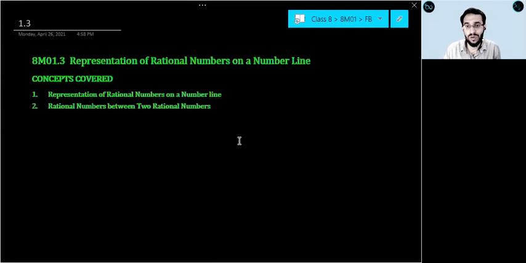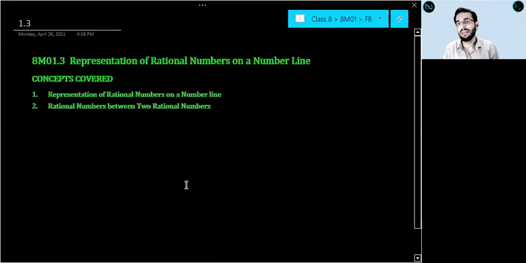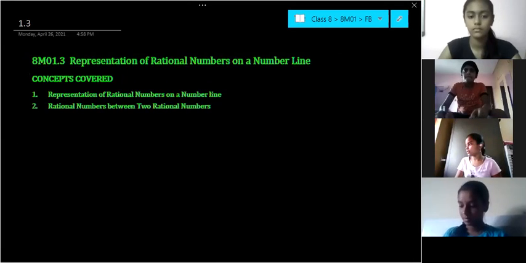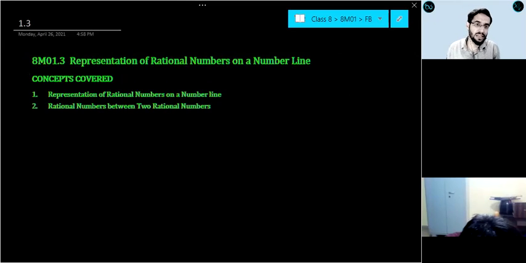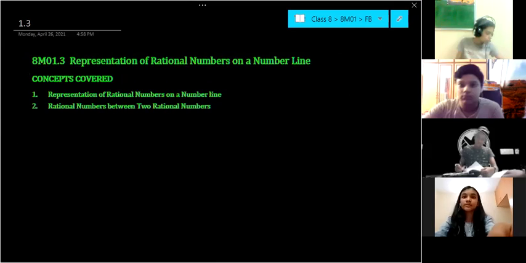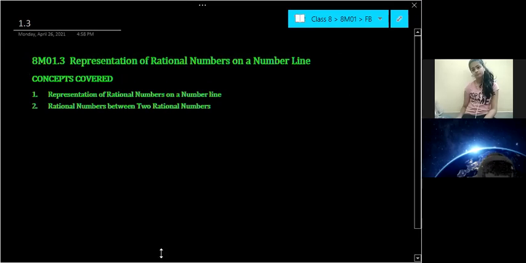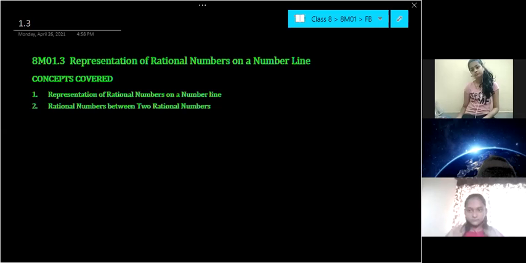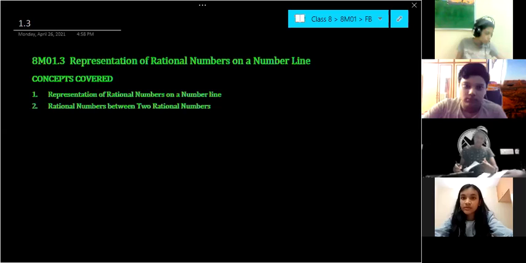Here we are going to discuss how we can represent any rational number on a number line, as well as how we can find other rational numbers between two rational numbers. If we want to find one rational number between two rational numbers, or three rational numbers, or five rational numbers between two rational numbers, all these things we are going to see here, right? So sit straight, everyone, be ready.